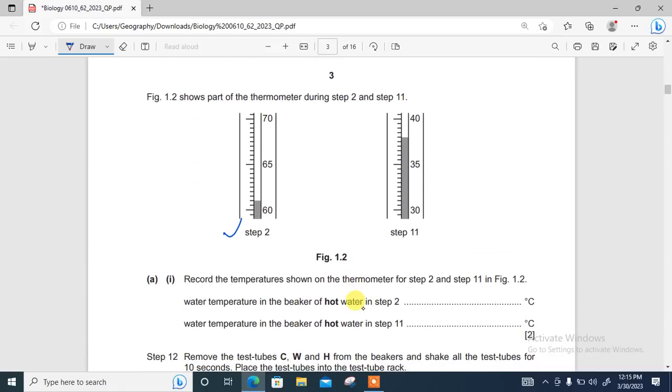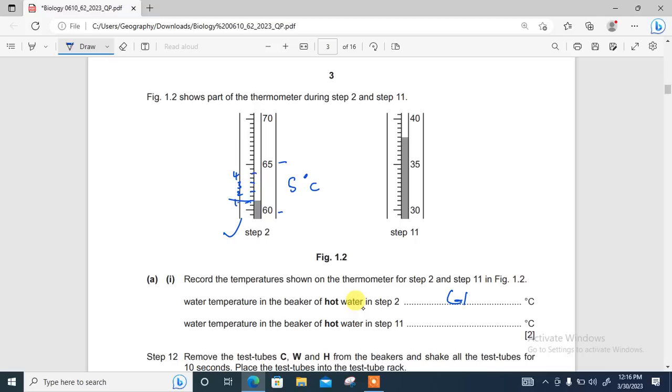So in step 2, what is the temperature at the start? In between these 2 marks, if you have 60 here, you have 65. So the difference is 5 degrees Celsius, and you have 10 smaller lines here. So each 2 of these represents 1. So this will be 61, this will be 62, you have another 2, this will be 63, then you have 64 before 65. So this value here should be around 61.